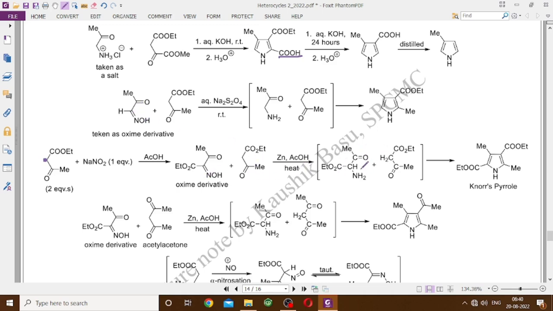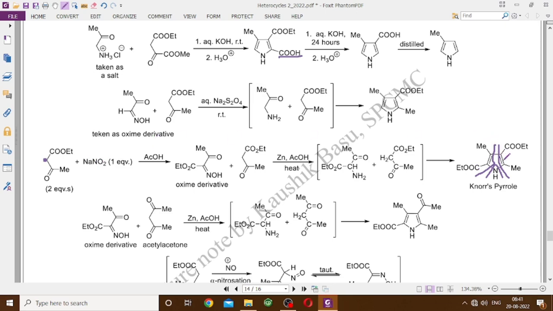To do that, it combines with the other ethyl acetoacetate present in the molecule, and this one here is actually known as Knorr's pyrrole, because Ludwig Knorr, when he developed this method, himself reported the formation of this molecule. So this part is coming from one ethyl acetoacetate, that part is coming from the other ethyl acetoacetate, and this nitrogen is coming from NaNO2, and you are doing this reaction via Knorr's synthesis.